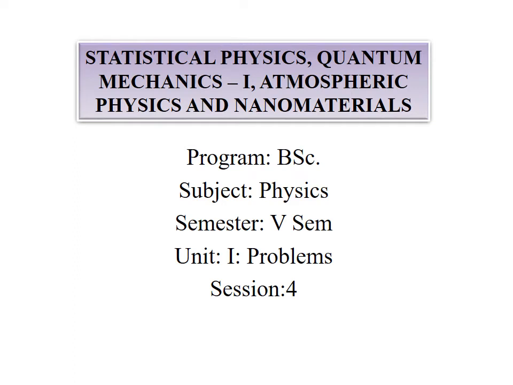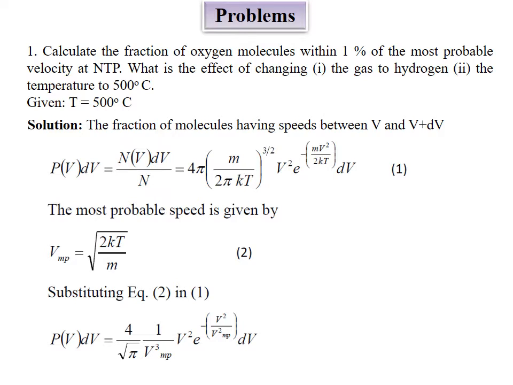The session 4 of the Unit 1 consists of problems. The first problem: calculate the fraction of oxygen molecules within 1% of the most probable velocity at NTP. What is the effect of changing the gas to hydrogen? The second one, the temperature to 500 degree.